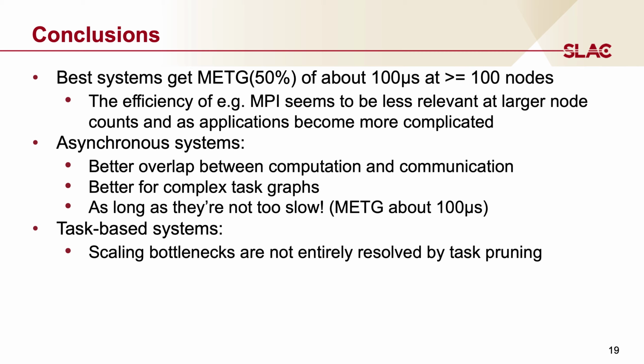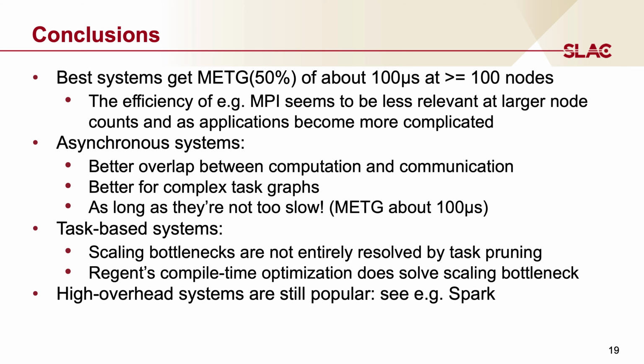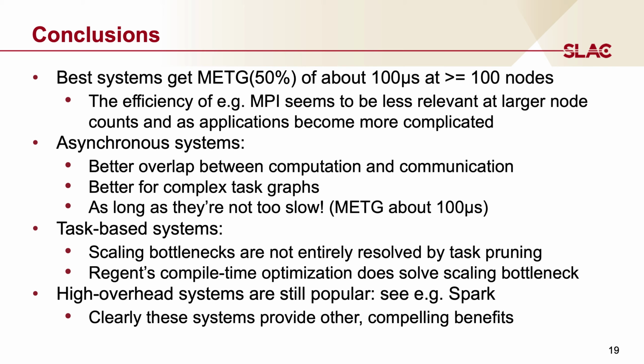Task-based systems show a scaling bottleneck which does not seem to be entirely resolved by existing approaches to task pruning. On the other hand, Regent's compile time approach was able to resolve this bottleneck while preserving the original implicitly parallel programming model. High overhead systems such as Spark are obviously popular, and so clearly these systems provide other compelling benefits that are not measured by TaskBench.